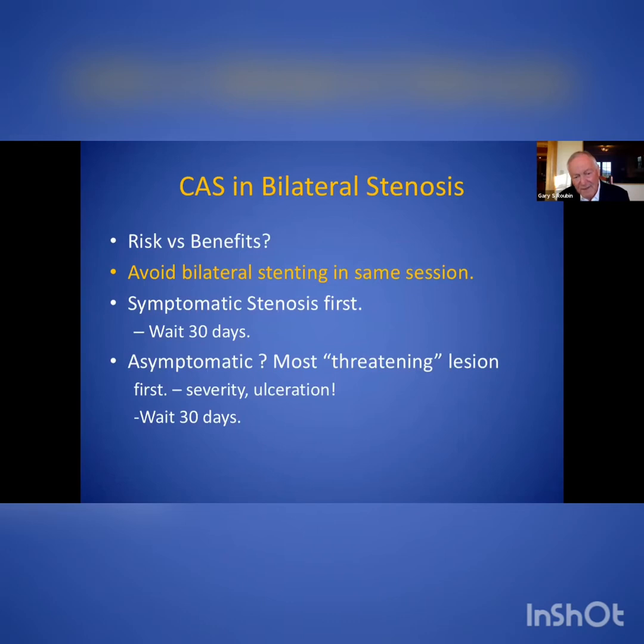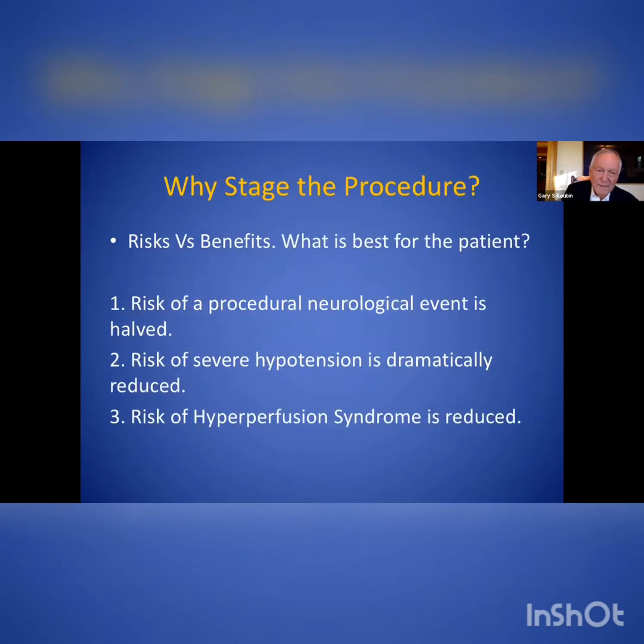For the asymptomatic patients, we treat the most threatening lesion first. That's the one most severe with ulceration. We're all experts at looking at these lesions. We know which is the most threatening, and then we should wait 30 days. Now, why? Why stage the procedure? It's all about what's best for the patient.